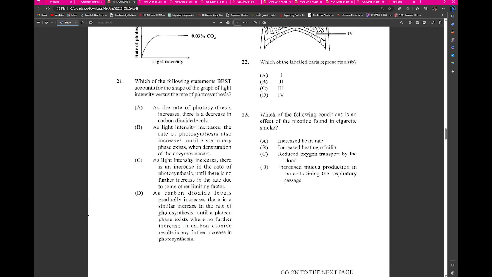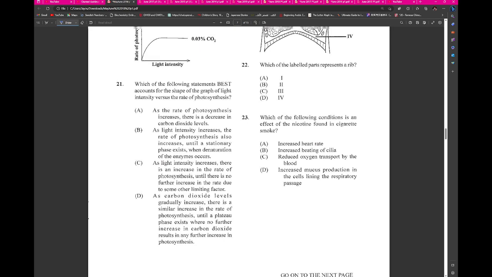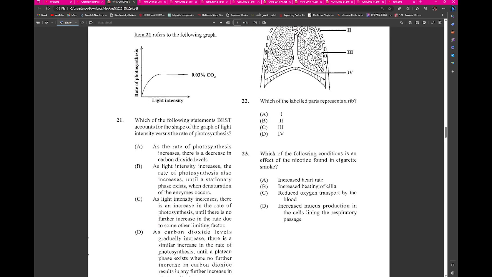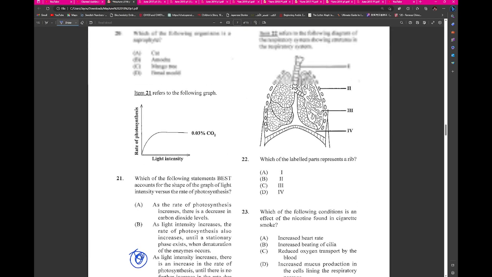Which of the following statements best accounts for the shape of the graph of light intensity versus the rate of photosynthesis? Carbon dioxide levels increases. Right? Light intensity increases and there's a similar increase in photosynthesis until there is no further increase due to some other limiting factor. Here it says now, which of the following parts is labeled the rib 2?